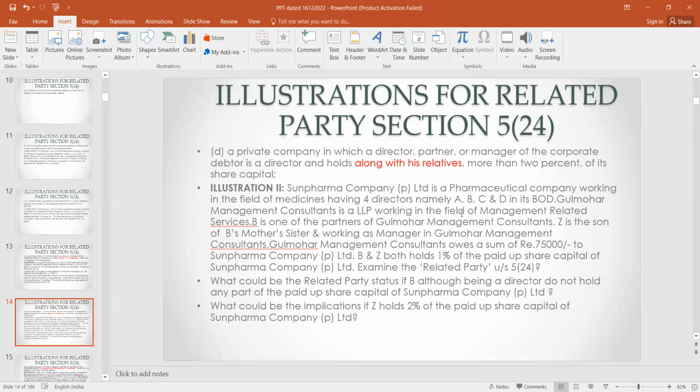Now, B is one of the partners of Gulmohar. So B will definitely be a related party of Sun Pharma by virtue of 524C. Now let us see. This Z is the son of B's mother's sister. Achha. Now Z is the son of B's mother's sister.